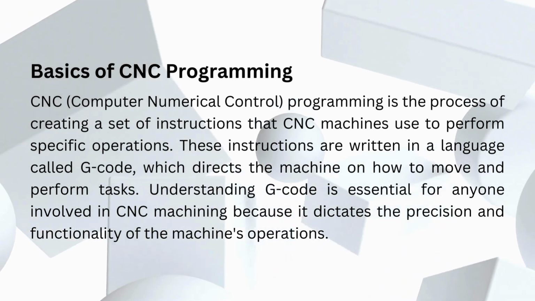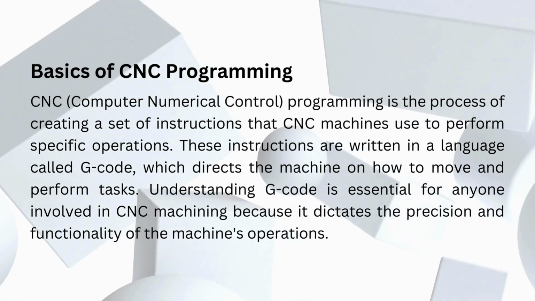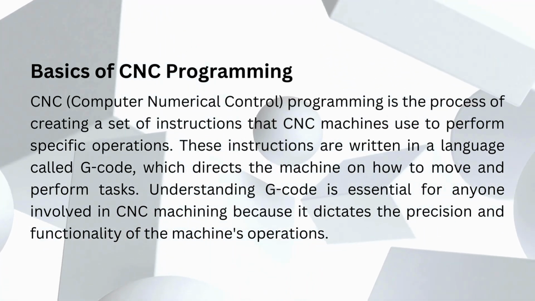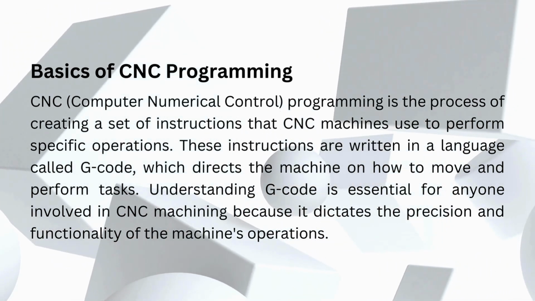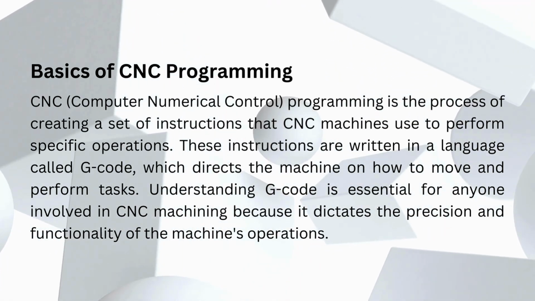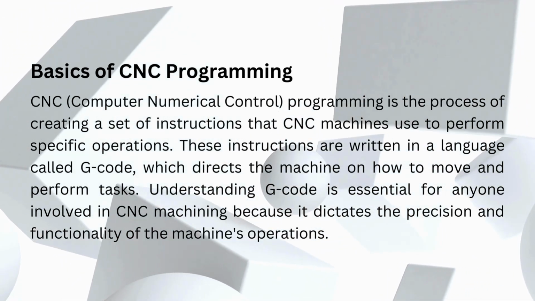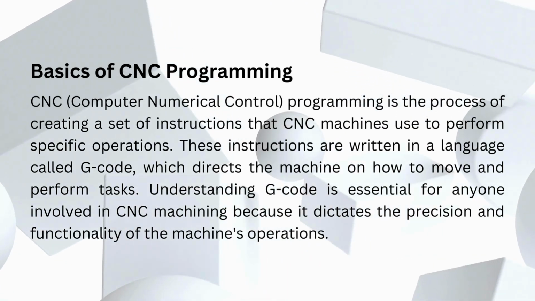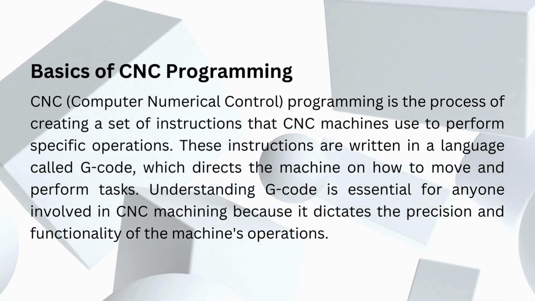Basics of CNC programming. CNC, Computer Numerical Control, programming is the process of creating a set of instructions that CNC machines use to perform specific operations. These instructions are written in a language called G-code, which directs the machine on how to move and perform tasks. Understanding G-code is essential for anyone involved in CNC machining because it dictates the precision and functionality of the machine's operations.